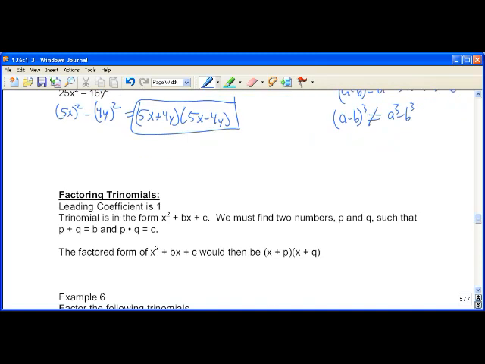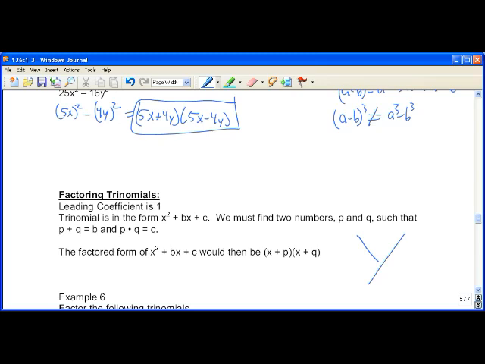Factoring trinomials now. Let's talk about this. Factoring trinomials. Now, if your leading coefficient's 1, trinomials in the form x squared plus bx plus c, so leading coefficient's 1. Must find two numbers p and q such that p plus q is b and p times q is c.